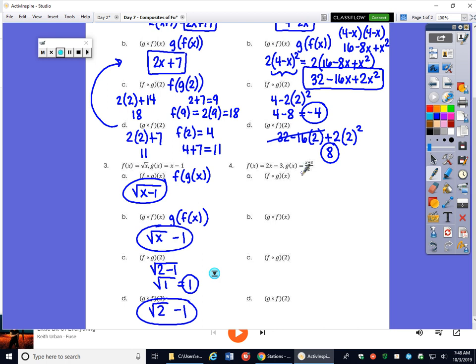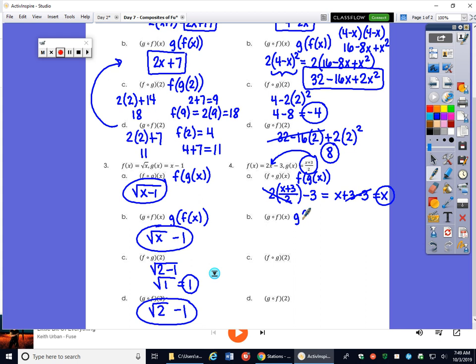All right, number 4, again, f of g of x, we're putting the g of x function into the f of x equation. So 2 times x plus 3 divided by 2 minus 3. Again, this one went in there. So when I cancel those out, you end up getting x plus 3 minus 3. Those cancel, your answer is just x.